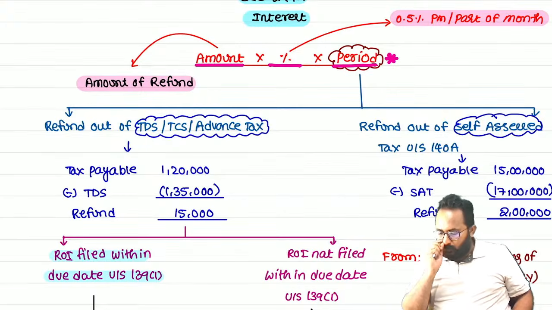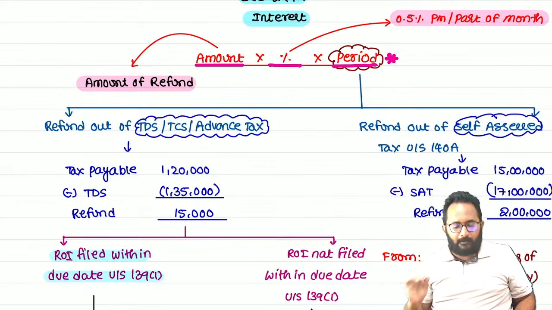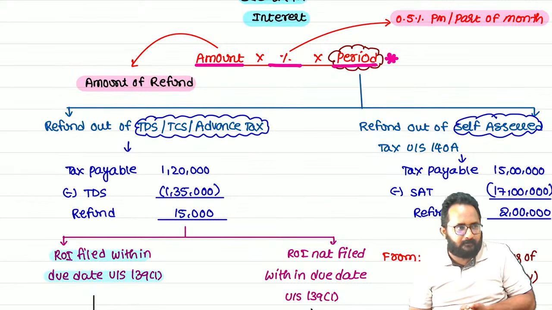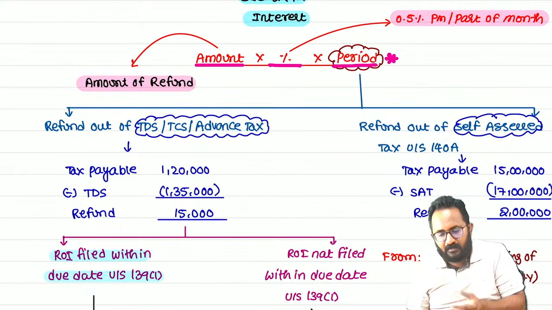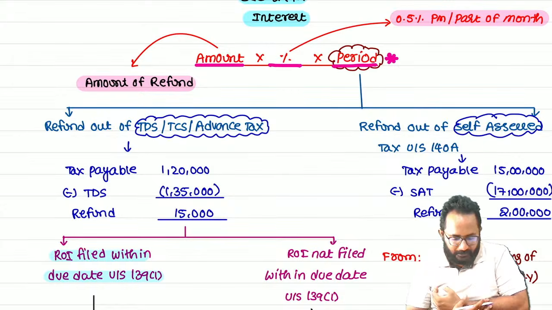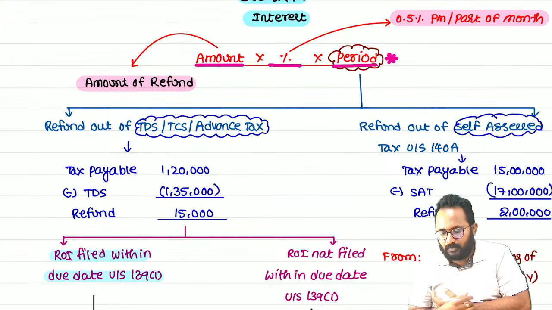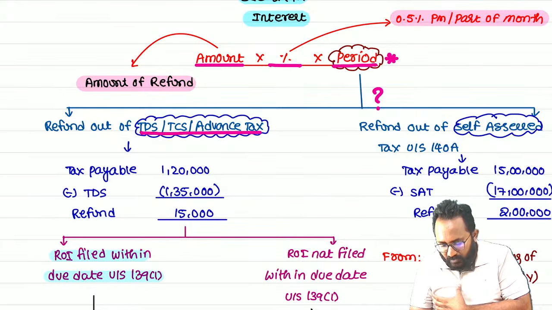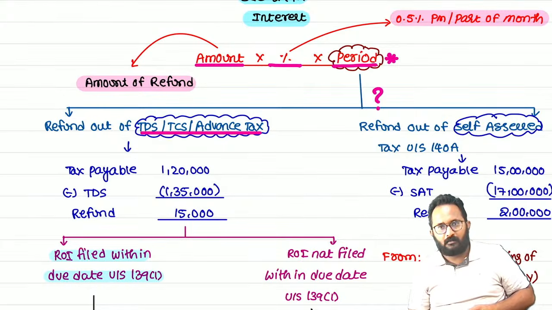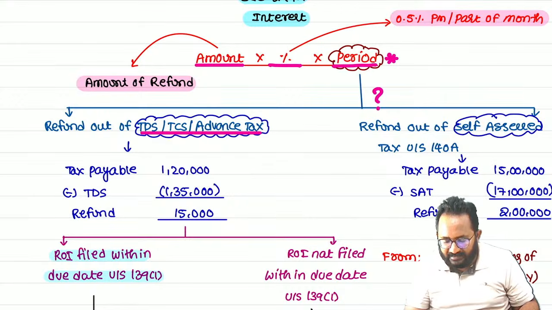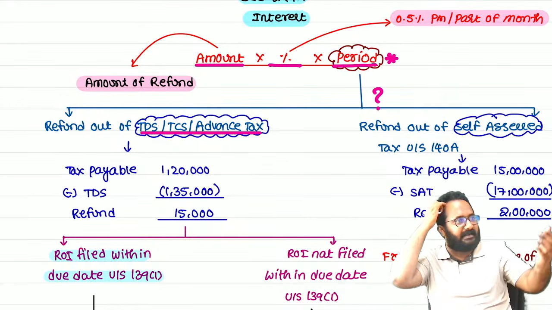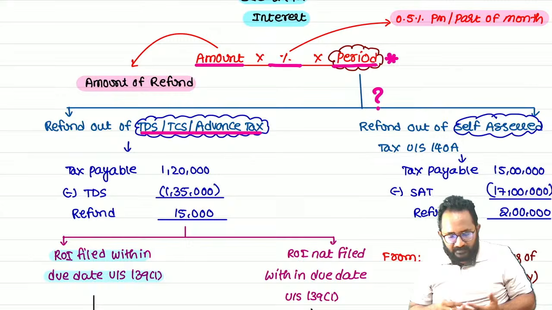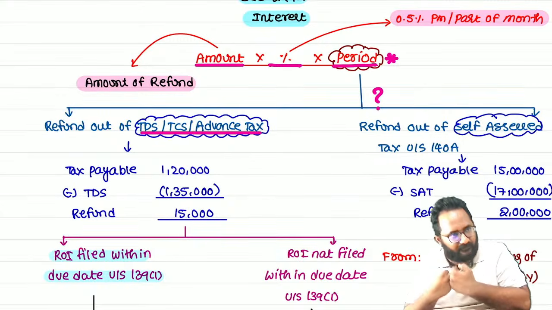Listen, in 244A interest computation, the amount is very easy, the rate of interest is also easy, but the period we have to take properly. First, you have to ask yourself whether we are getting the refund from TDS, TCS or advance tax. Most salaried assessees are getting the refund out of TDS amount only.